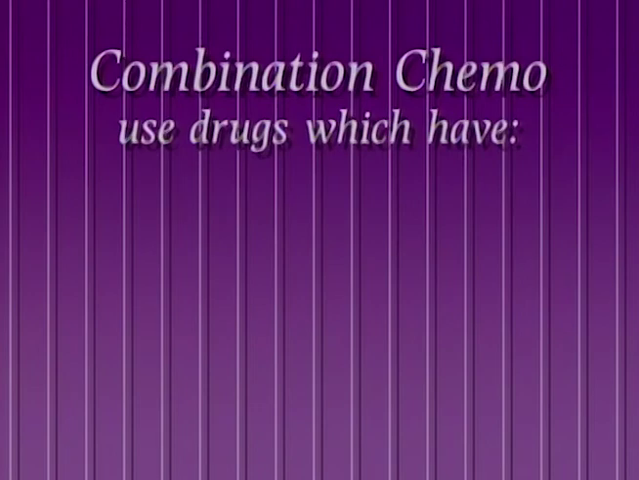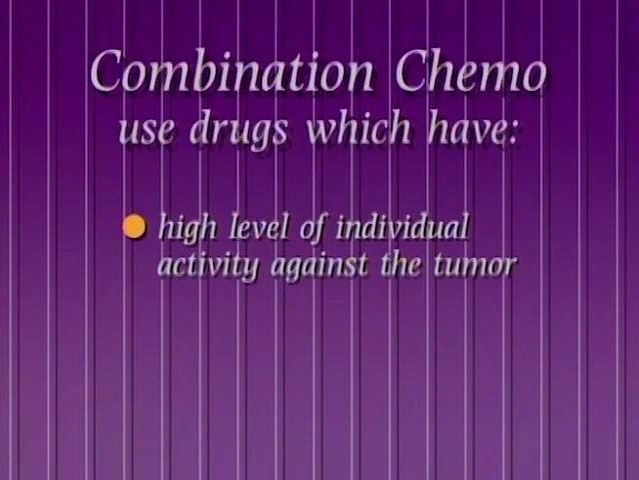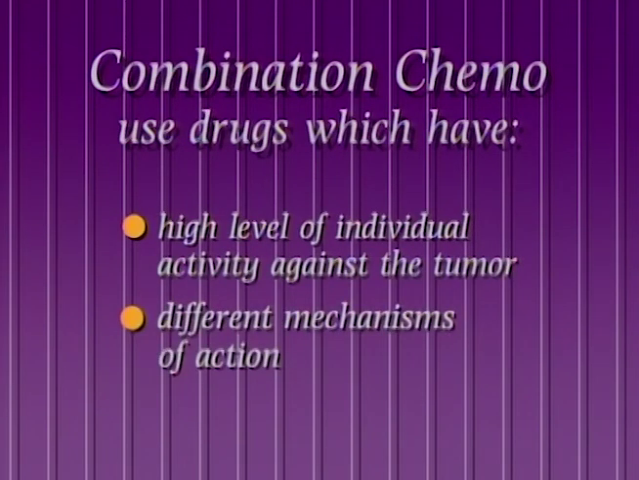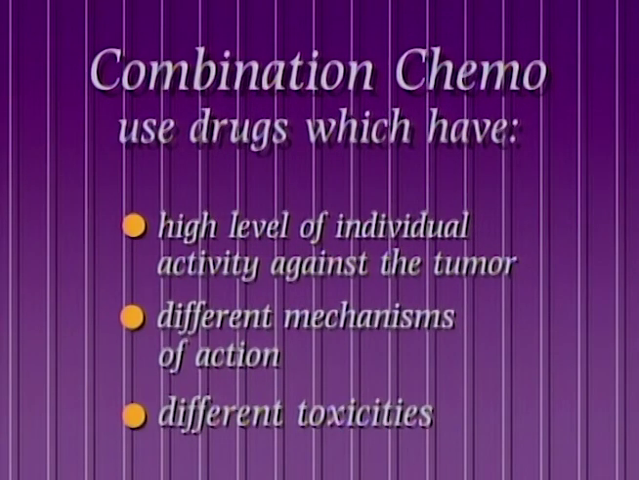Chemotherapy drugs work best when given in combination. Always combine drugs which have a high level of individual activity against the tumor, which have different mechanisms of action and different toxicities. Now we will discuss types of chemotherapeutic drugs.